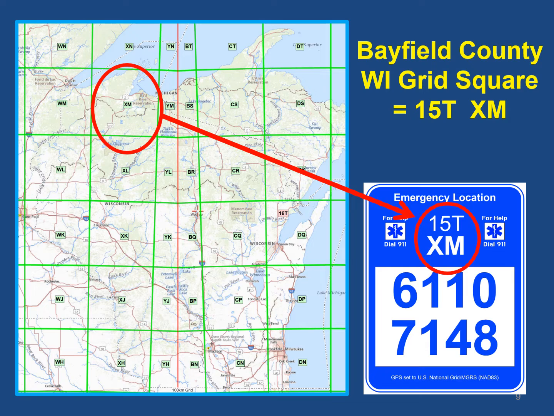Sawyer County, Wisconsin, to the south, is mostly in the grid zone of 15TXL. So the first 4 digits in the white box read east, and the last 4 digits read north on a map of the grid square. It's just like we learned in elementary school, reading a graph first to the right or east, and then going up to the north.